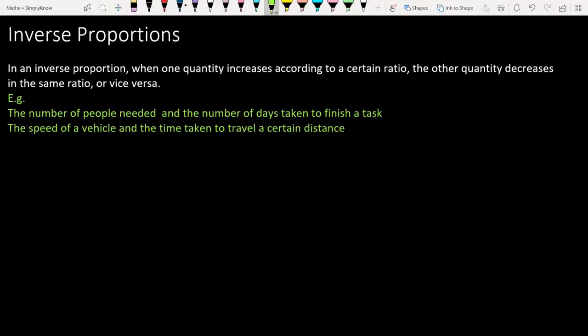In this video, I'm going to talk about inverse proportions. Inverse proportions are the opposite of direct proportions. Remember, in an inverse proportion, when one quantity increases according to a certain ratio, the other quantity decreases in the same ratio, or vice versa.